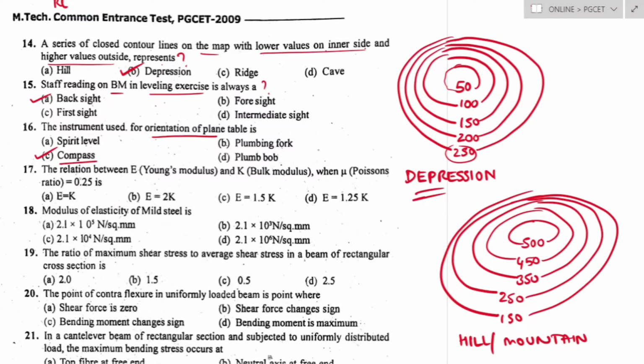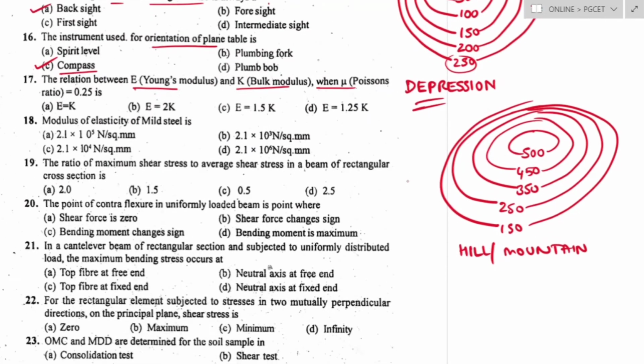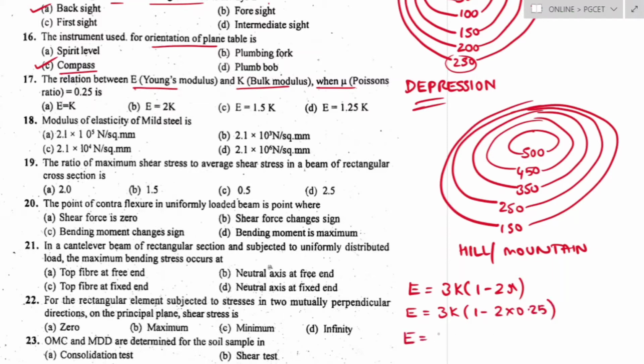Question number 17. The relation between Young's modulus E and the bulk modulus K when Poisson ratio mu is equal to 0.25. From the elastic constant relation, we know that E is equal to 3K(1 minus 2 mu). So, by substituting the given value of the Poisson ratio, mu equal to 0.25, we will get E is equal to 3 by 2 K, or E is equal to 1.5 K. So, option C is the right answer.